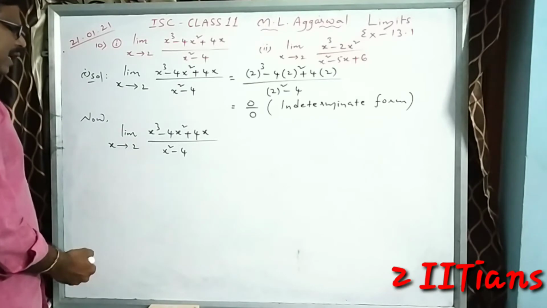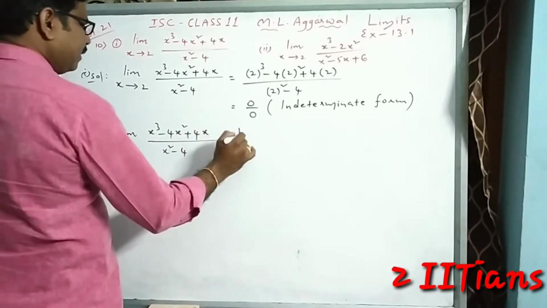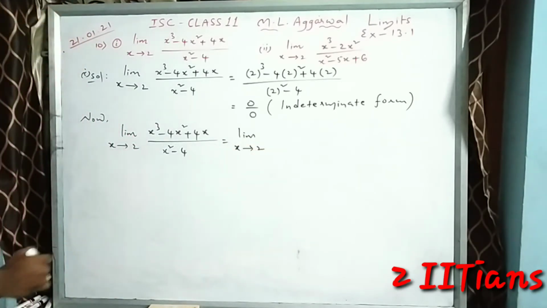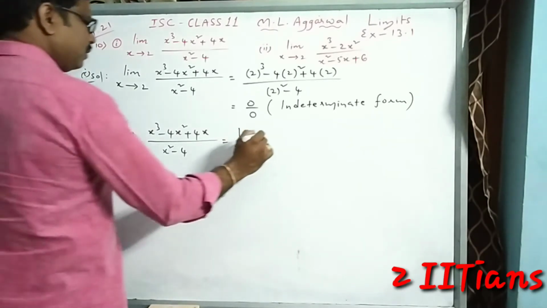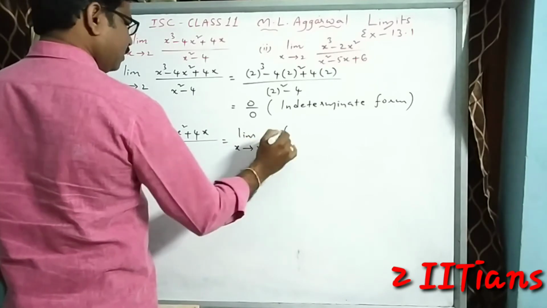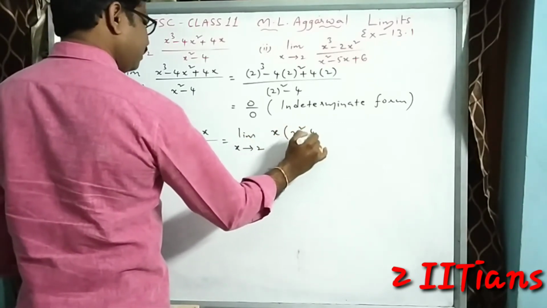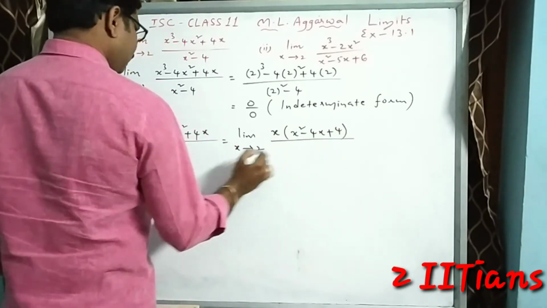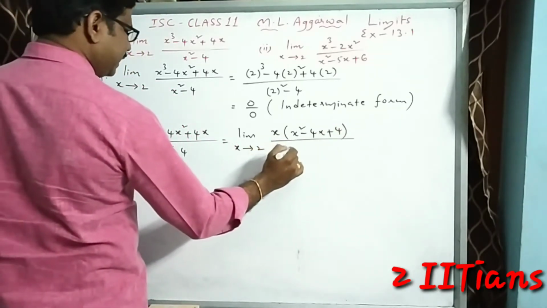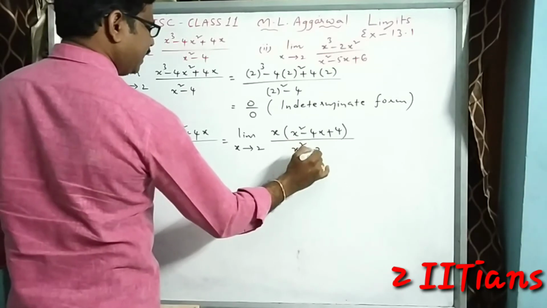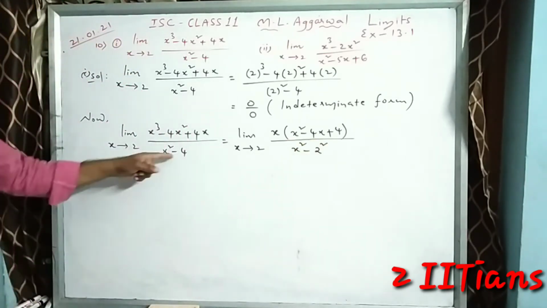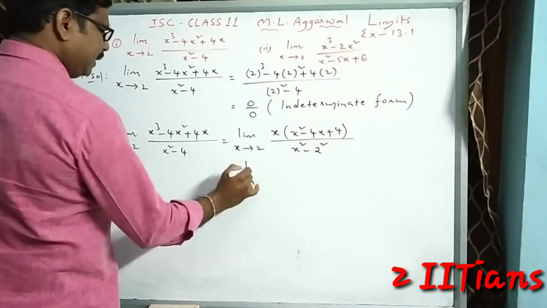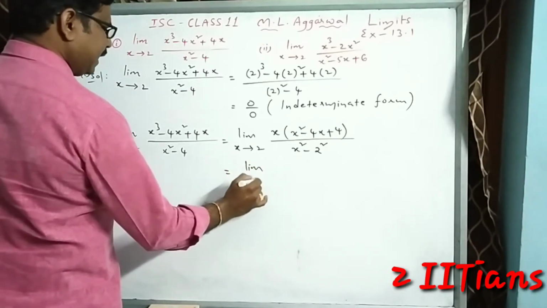Now what should you do? Take x common in the numerator. Can I take like that? X you take common. So if I take x here, what is remaining? X square minus 4x plus 4 upon, x square minus 4 can be written as 2 square, 2 square also 4, right? Limit of x tends to 2.